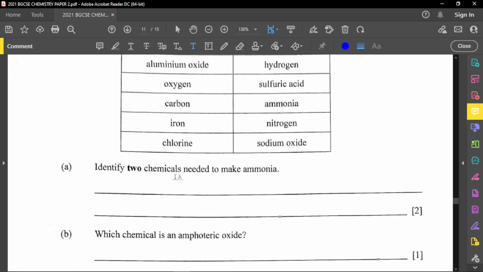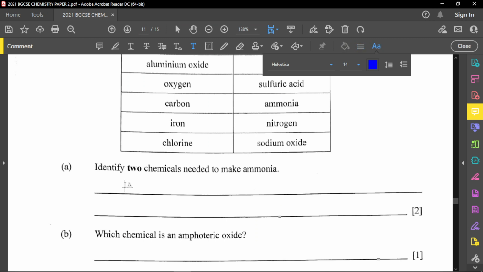It's identify 2 chemicals needed to make ammonia, and ammonia is NH3. So if ammonia is NH3, then we need 2 things. We need nitrogen and we need hydrogen. So nitrogen and hydrogen. All right. So those are the 2 elements needed to make ammonia, which is NH3.